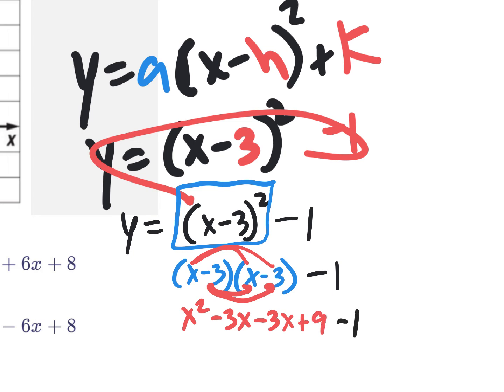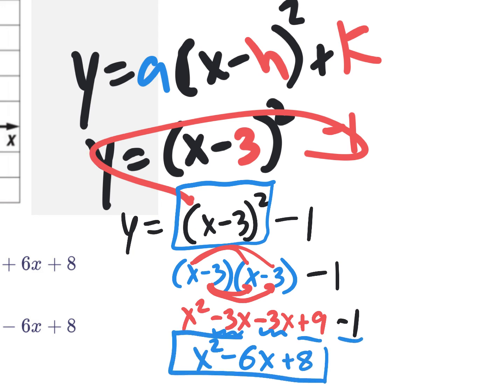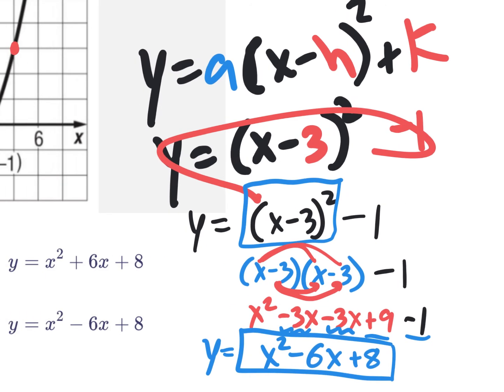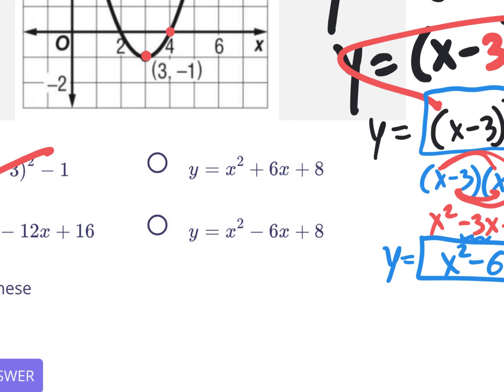Bring down that minus 1, and you will have some combining like terms to do. We have a negative 3x and a negative 3x. That's a negative 6x. We have the x squared in front. And 9 take away 1 is a positive 8. You have, technically, y equals x squared minus 6x plus 8. So let's see if that's over here.